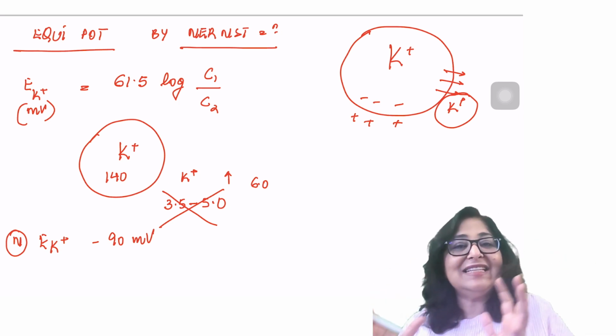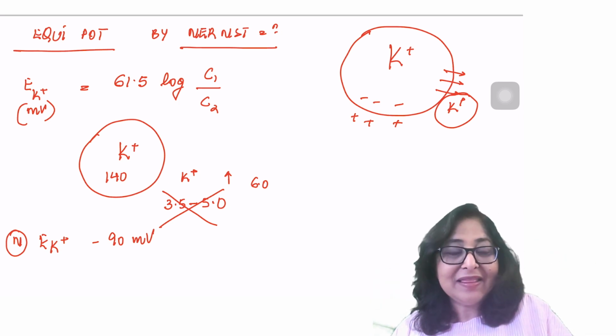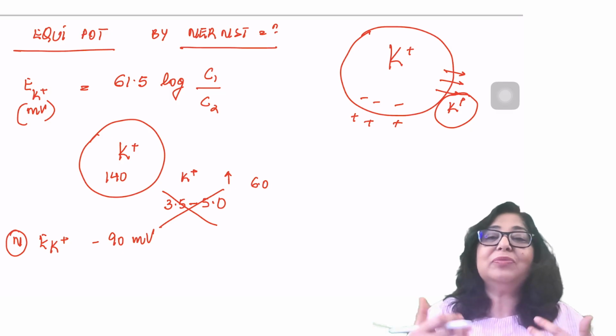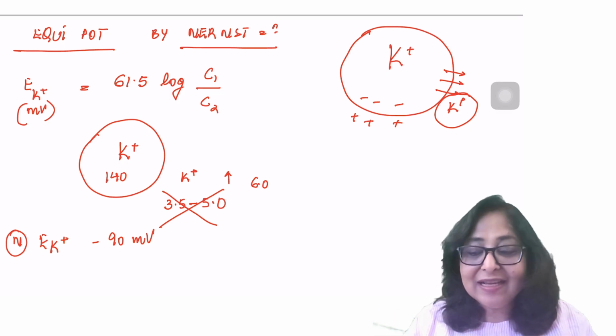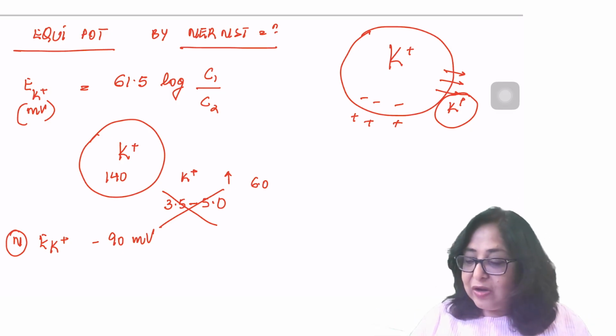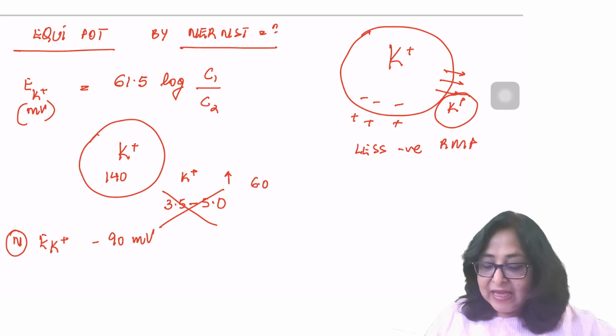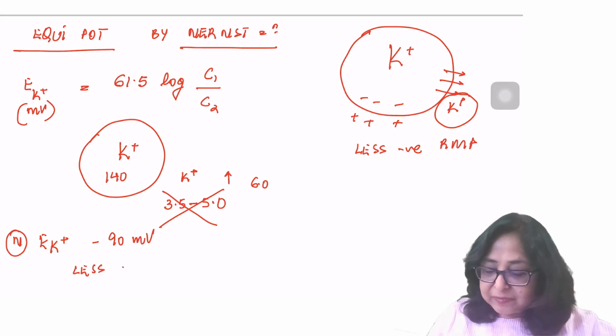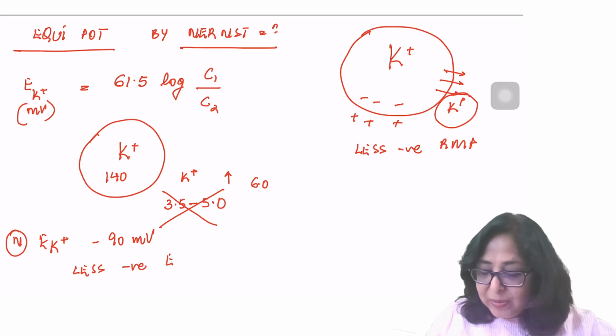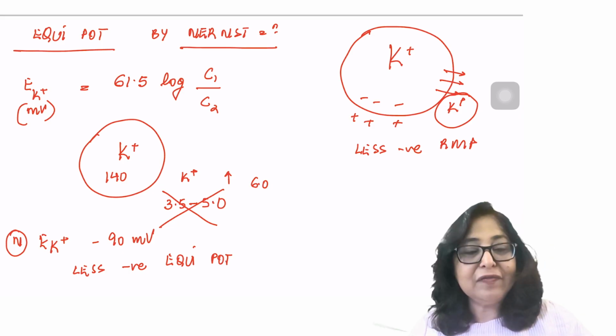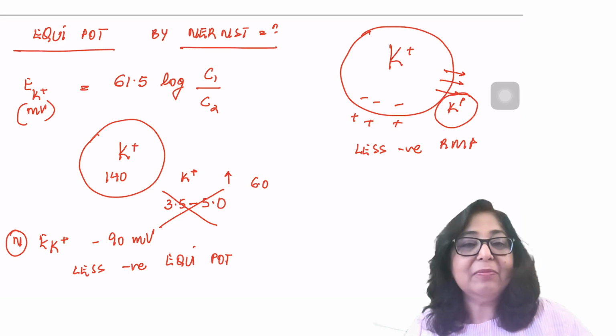There is less tendency of potassium to leave the cell. That means the resting membrane potential will be less negative. Yes? So this will cause a less negative resting membrane potential. A less negative equilibrium potential and a less negative resting membrane potential.